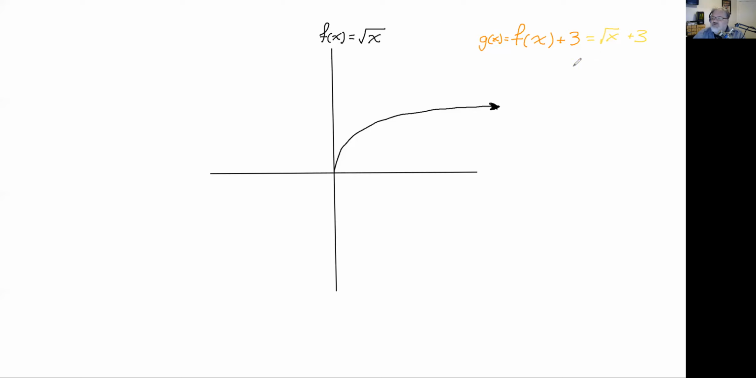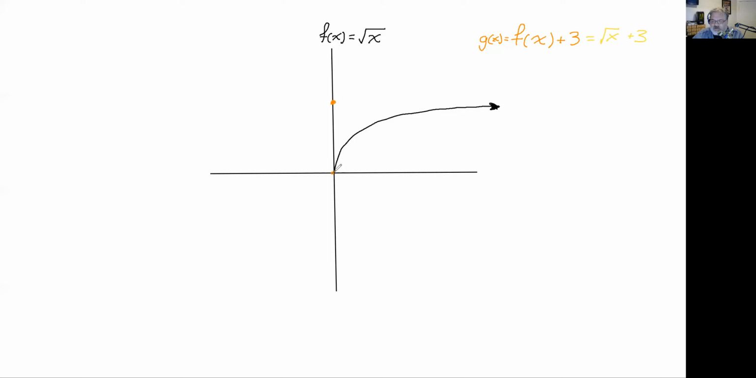So real quick, this is usually one of the nice ones. What's this graph going to look like? Well, we're still going to have the same inputs and outputs for x. If we put in, say, 4, the square root of 4 is still going to be 2. The square root of 9 is still going to be 3. The square root of 16 is still going to be 4. The only difference is this function is going to add 3 to those output values. So each of these output values is just going to increase by 3.